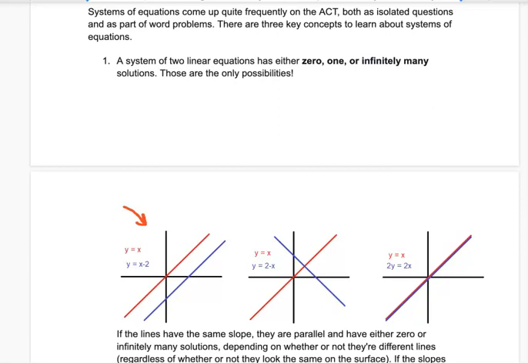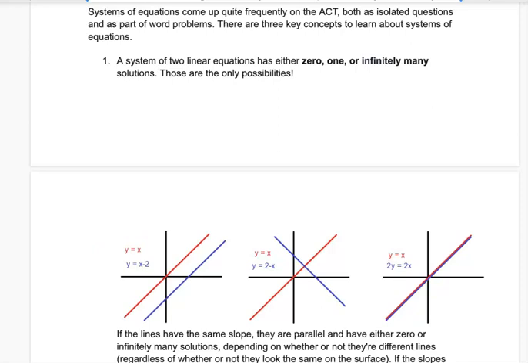Anything with the same slope has 0 solutions. An example would be if the equations looked like this: y equals x, that's the red line, and y equals x minus 2, that's the blue line. They both have a slope of 1, but they have different y-intercepts, so they have 0 solutions.